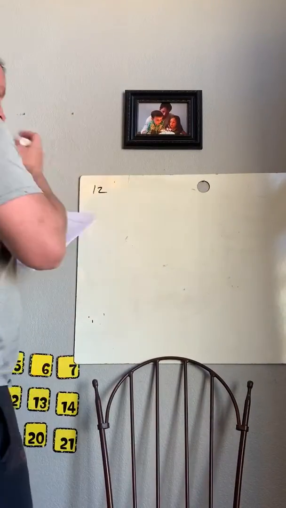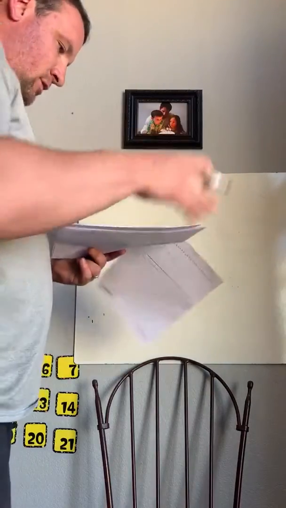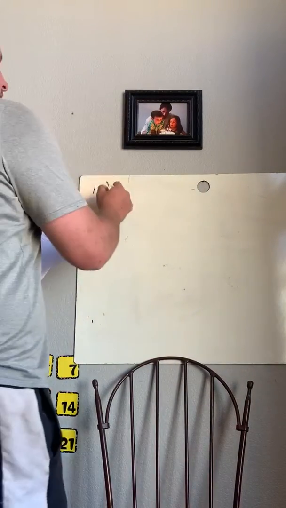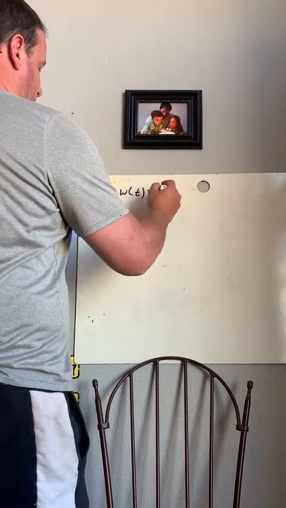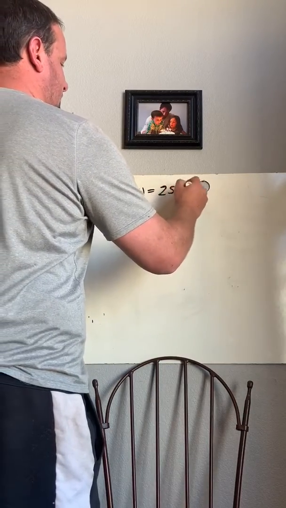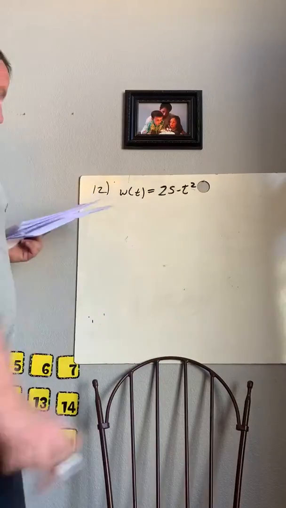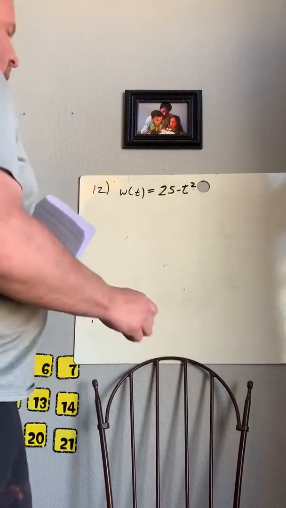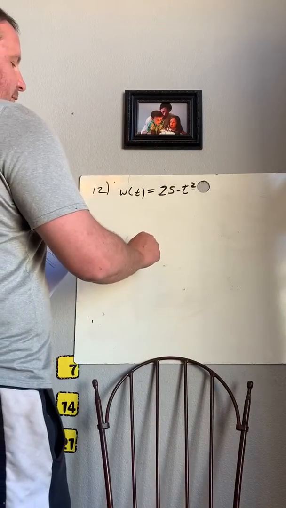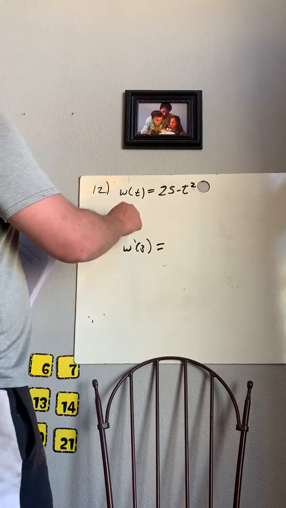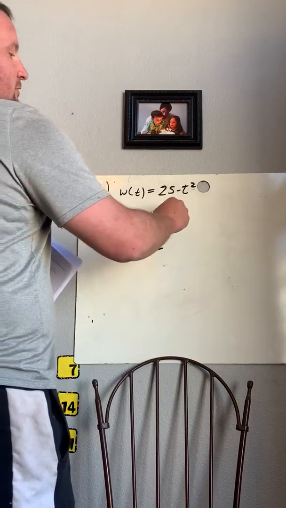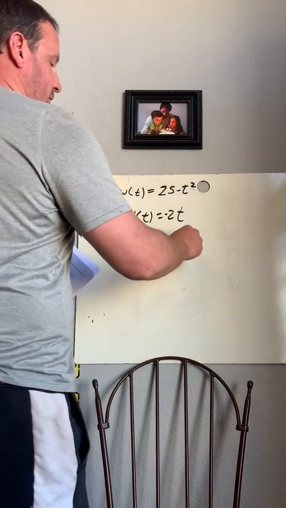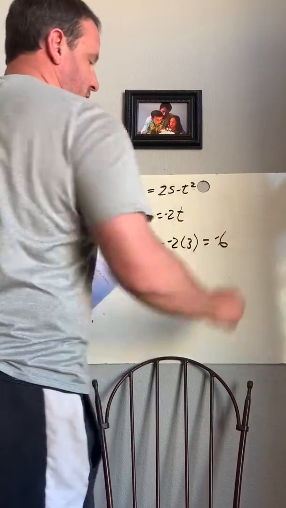Number 12. 12 says the number of gallons in a storage tank is modeled by W of T equals 25 minus T squared. So that's an amount equation, and they want to know the rate at which it's changing at T equals 3. So they really just want to know W prime of 3. First we'll find W prime of T, which is negative 2T. Plug in a 3 and I get negative 2 times 3, which is negative 6. So nice and easy there.